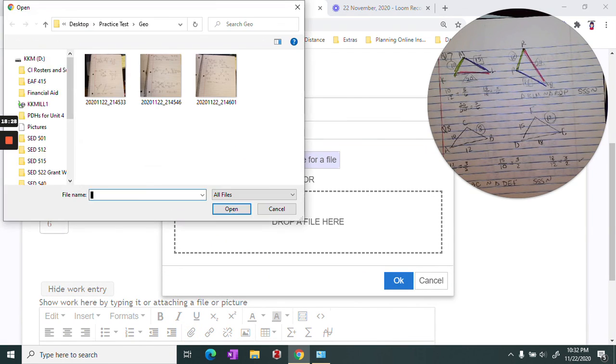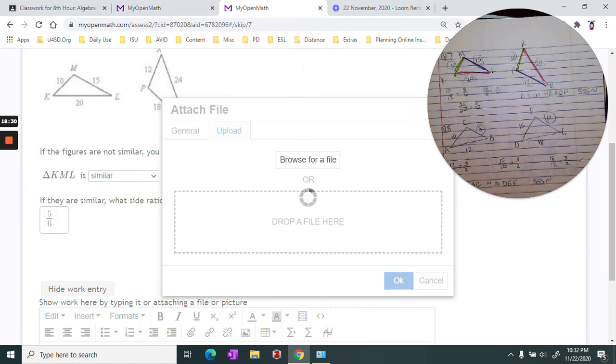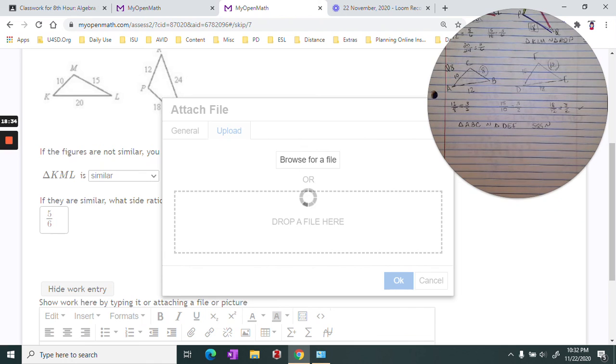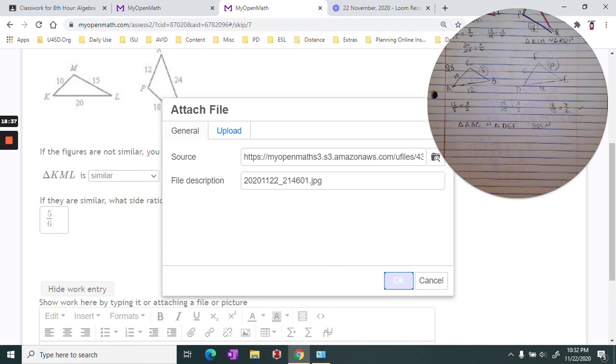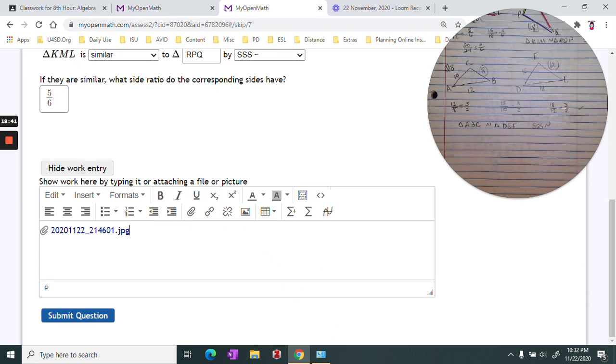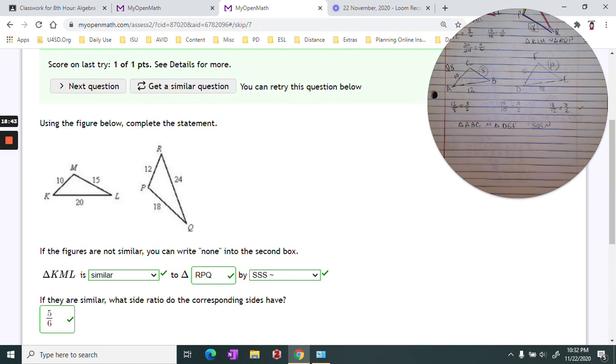Okay, so browse for that file, and that is on this last page. And you can see I did the same thing for question 8. So I will let you finish question 8 on your own, but you can see this here. Submit, and there we go.